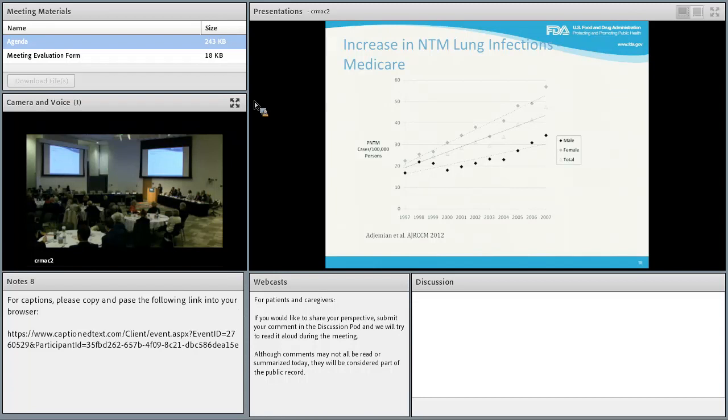This is a survey of the prevalence of the disease, and how many people it is present in, in the Medicare population. As you can see, the increase is both in men and women.